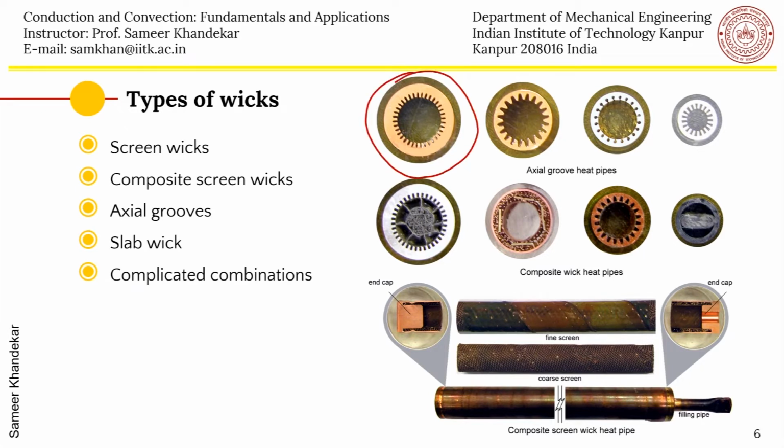Then you have axially grooved ones, with some slab wick which is inside here. There are these wicks which are outside on the periphery. Then there are also slab wick combinations here. We can also see screen wicks of two types. One is the coarse screen, the other one is the fine screen, and you can also see the end caps which are here, which are used for closing the heat pipe.